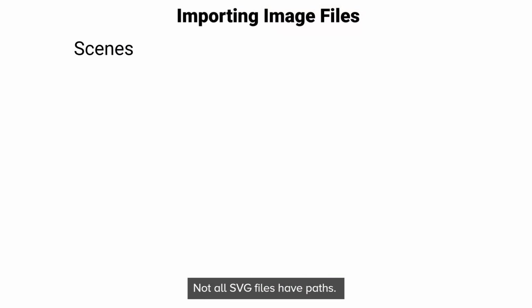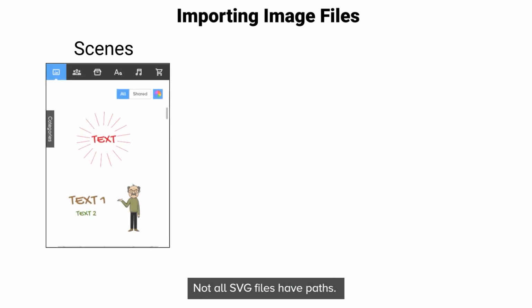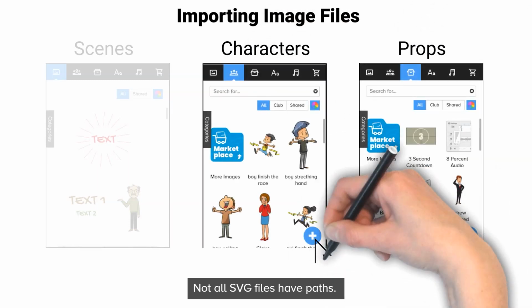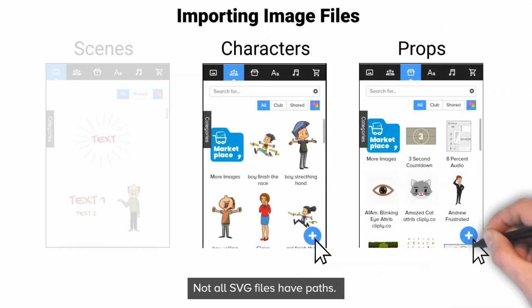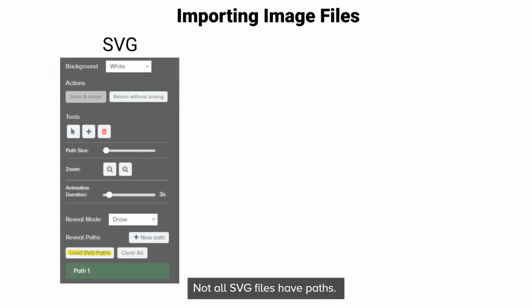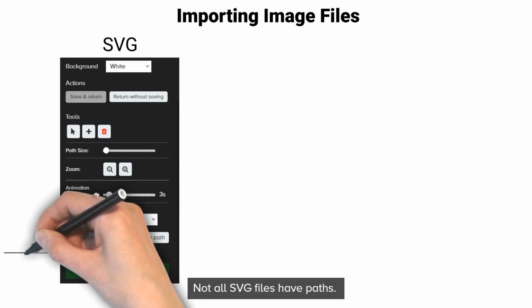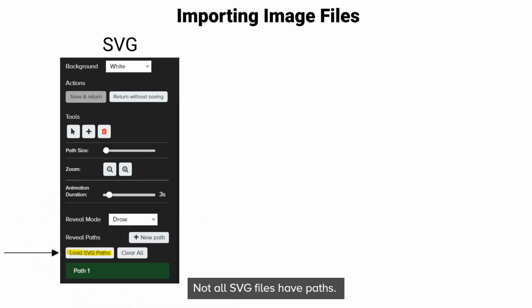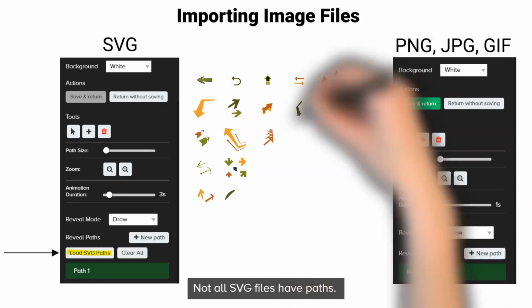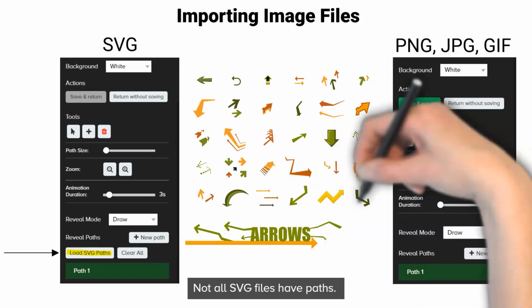We cannot import images into the scene section, so we must import all images into either the character or the prop sections. When importing images, it is important to understand that only SVG images come with built-in paths for the hand to follow. Any other type of imported image, and the hand will default to drawing that image diagonally from the upper left corner to the lower right corner.